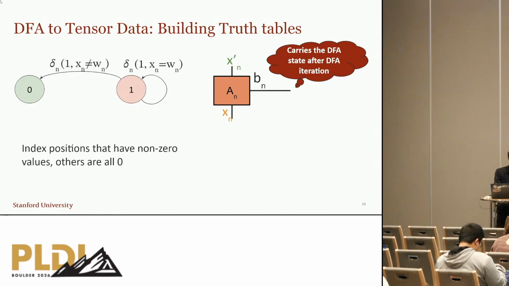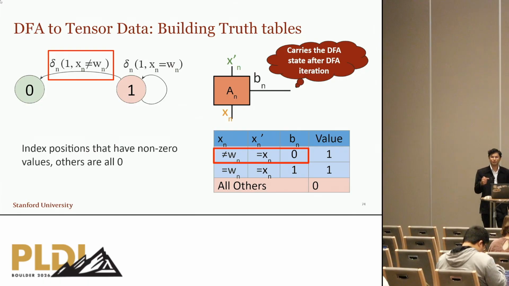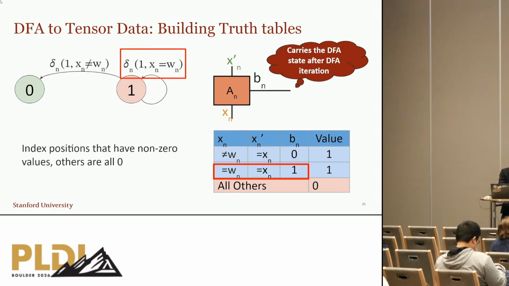So we can denote out the non-zeros of this tensor by a truth table where I'll just show the non-zero elements. First, we have a transition switching over from state 1 to state 0 whenever xn was not equal to wn. Well, that's just a singular non-zero that just says we have non-zero elements in this tensor whenever xn wasn't equal to wn and bn was 0. That is the state of the DFA after this was 0.